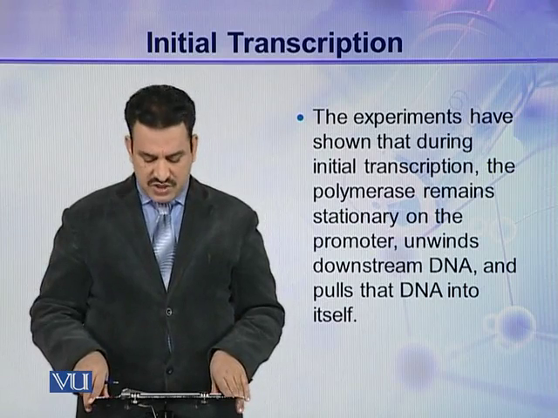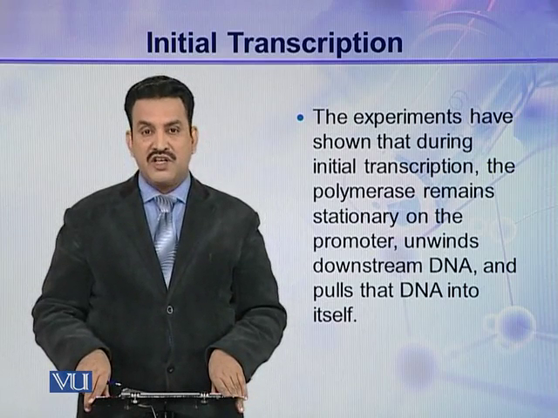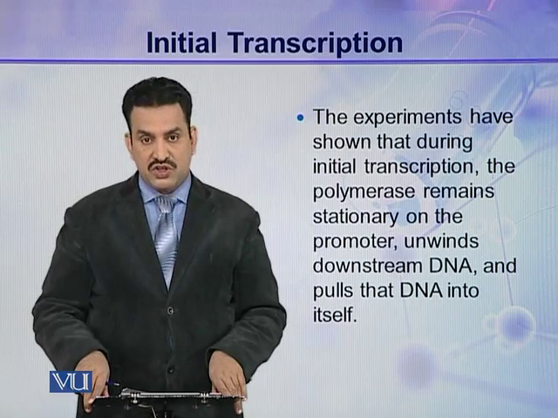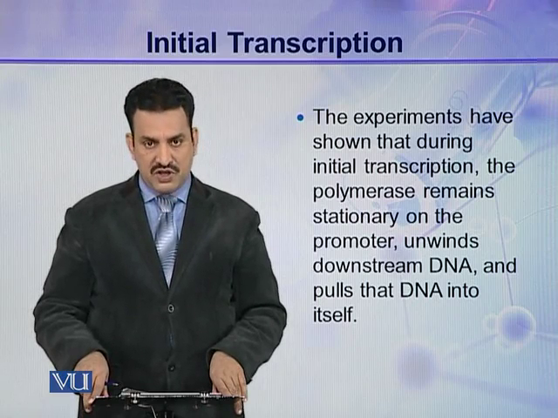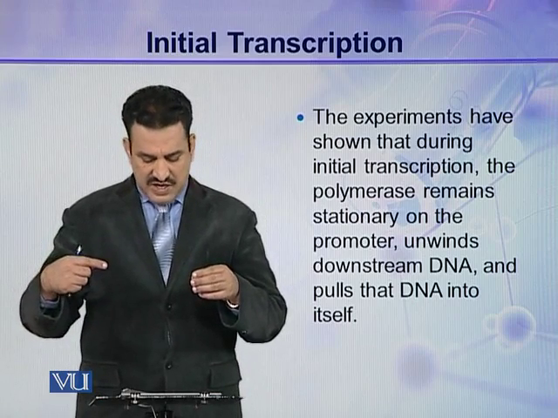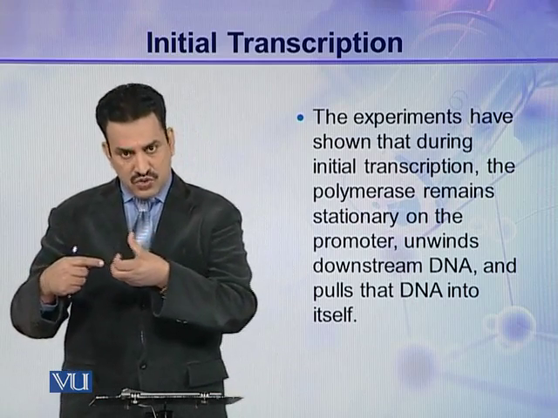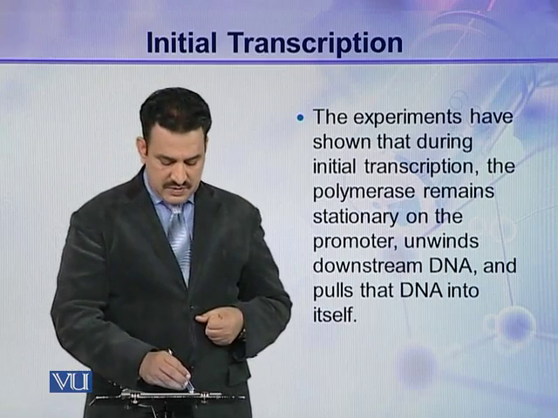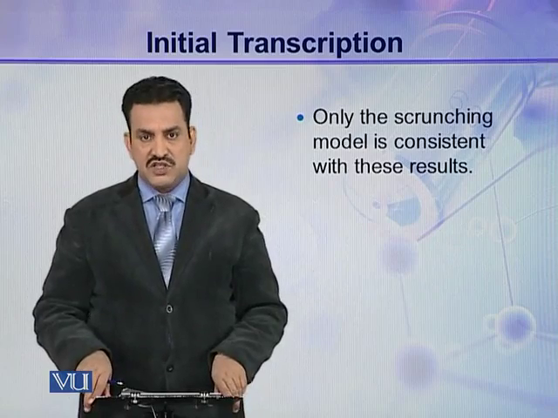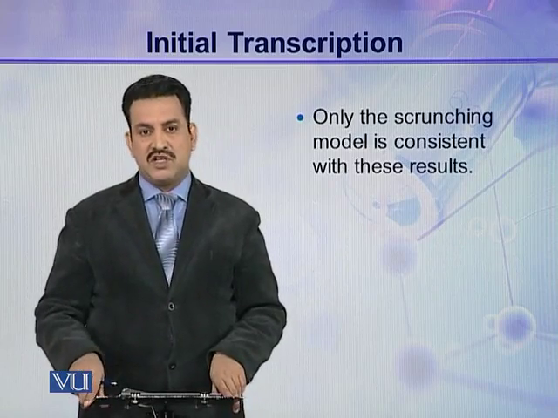The experiments have shown that during initial transcription, the polymerase remains stationary on the promoter, unwinds the downstream DNA, and pulls that DNA into itself. Only the scrunching model is consistent with the results of these experiments.